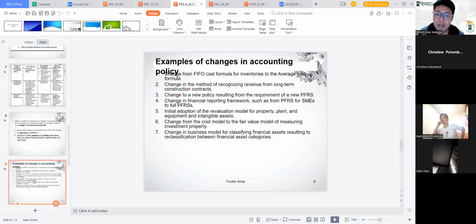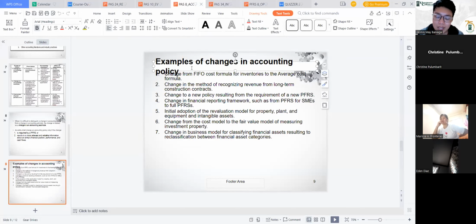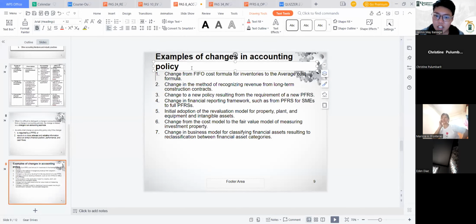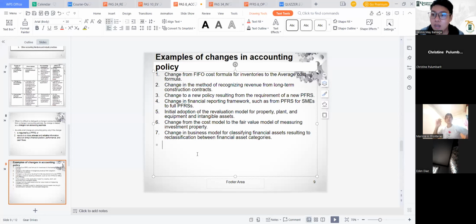Okay? Now, the much awaited examples. So guys, these are the examples of change in accounting policy. Pag hindi nyo nakita dito sa slide na ito, baka change in accounting estimate siya. Okay? Again, change in accounting policy should be retrospective application. Pabalik. Examples, nabanggit ko na to kanina, change from FIFO cost formulas for inventories to average cost formulas. Nagpalit ka ng inventory costing method, FIFO to average.